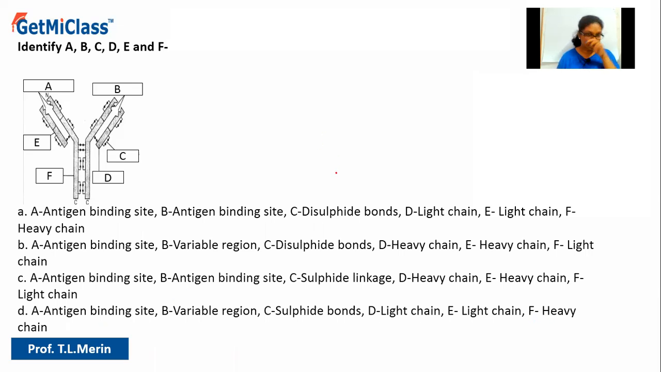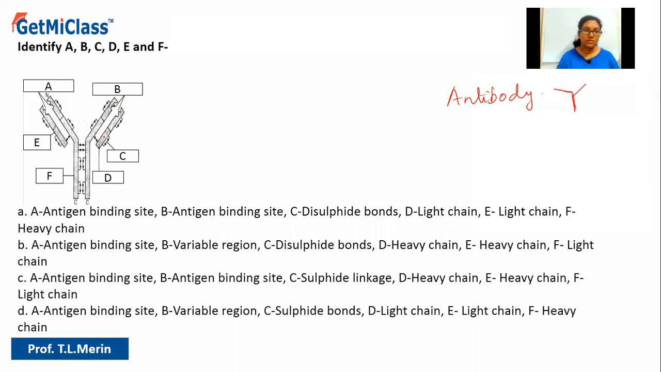So let us see. Now, if we see this structure, what is this? This is nothing but an antibody. We all know antibody is a Y-shaped structure, right? Now, antibody is made up of two chains, like two types of chains, in fact.